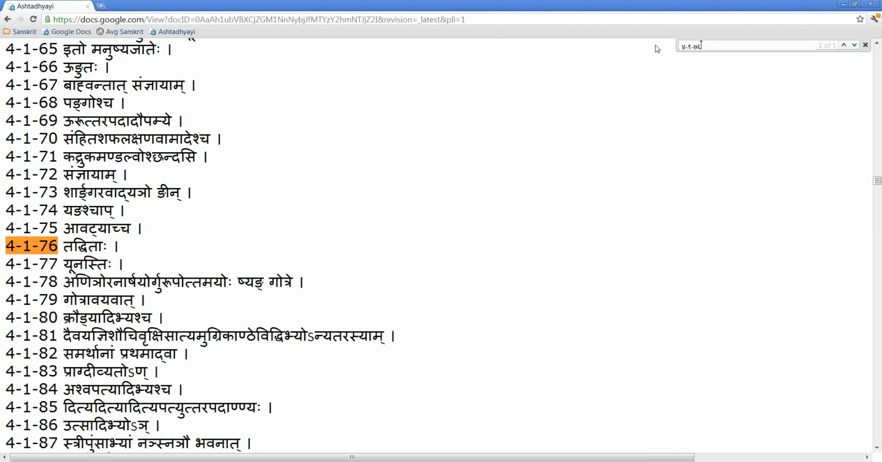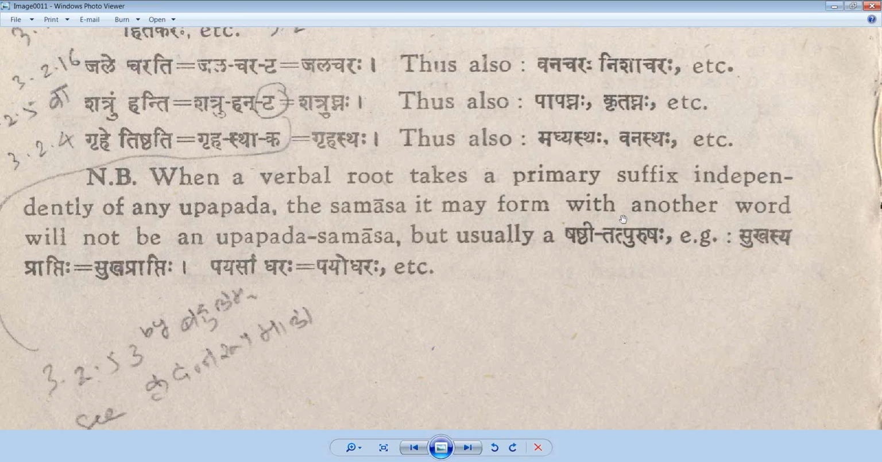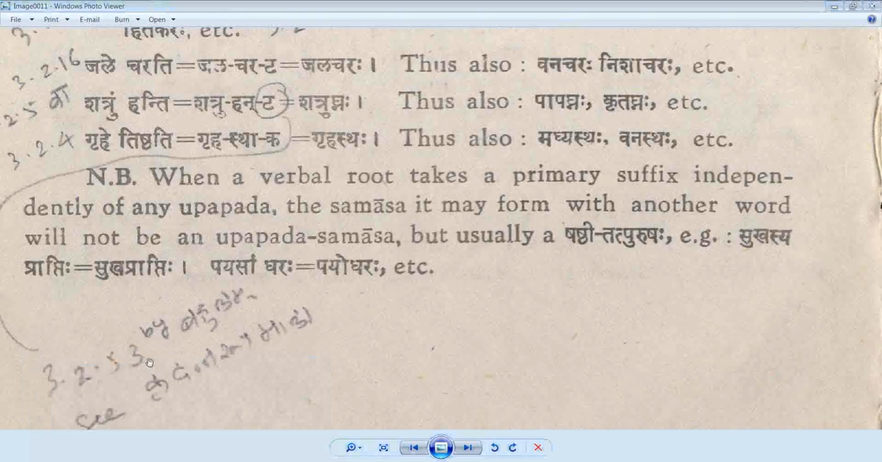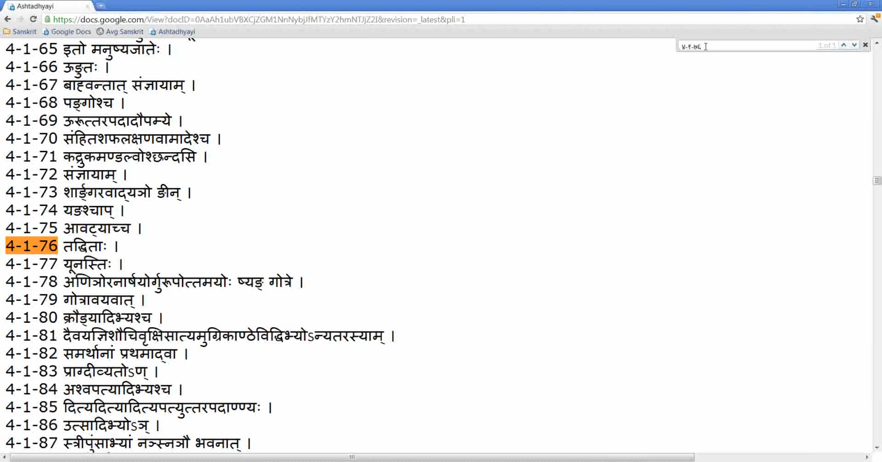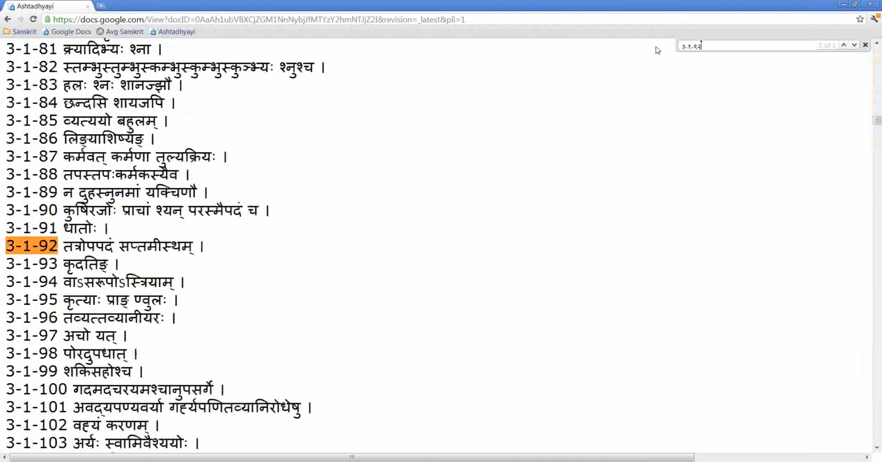So whenever we see the term primary affix in an English book, it means krit pratyaya. The secondary affix means taddhita. What he is saying here is that a primary affix is independent of any upapada. Upapada also we have seen the definition of: tatropapadam saptamistham. We have been using it all along. And we also saw the vyakhyanam of Bhattoji last time.